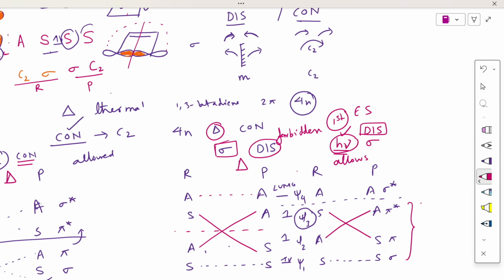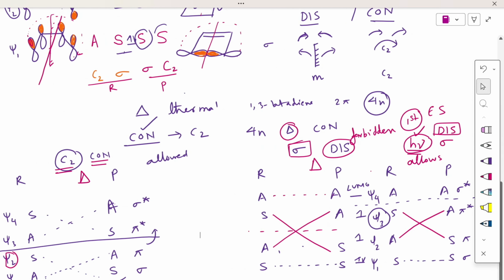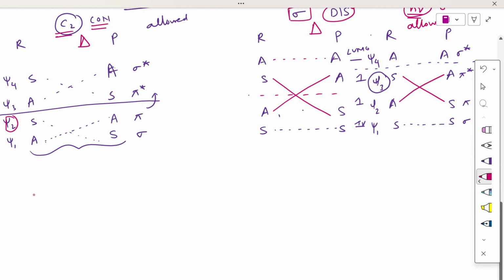Okay, so what rules have we arrived at, is it clear now? So what rule have we arrived at? For a 4n system, thermal condition, photochemical condition. For a 4n system, in thermal condition con rotation is allowed. And in photochemical condition, dis rotation is allowed. Very simple.